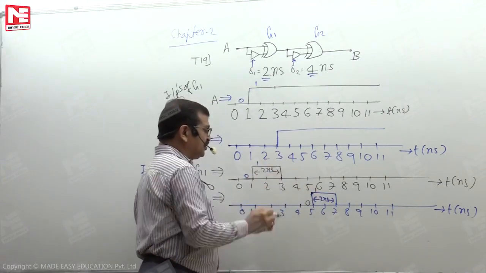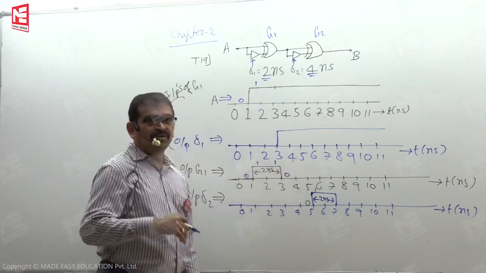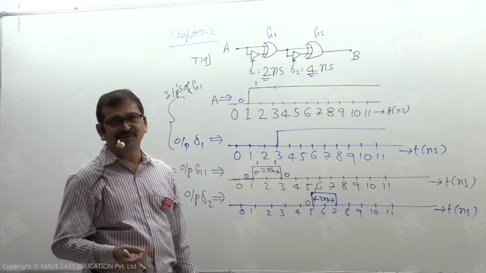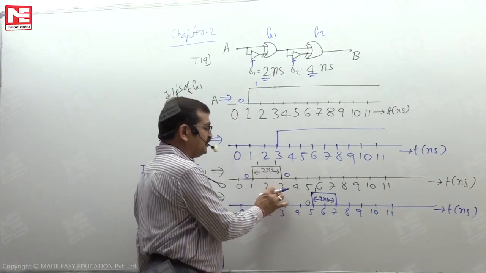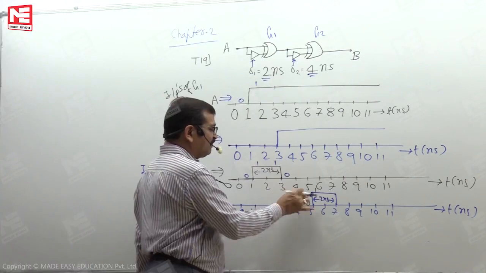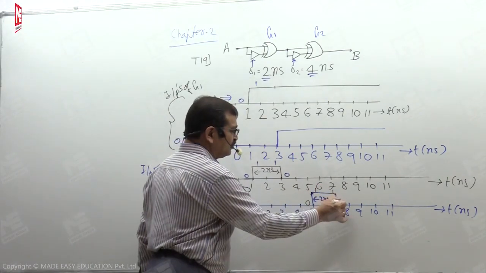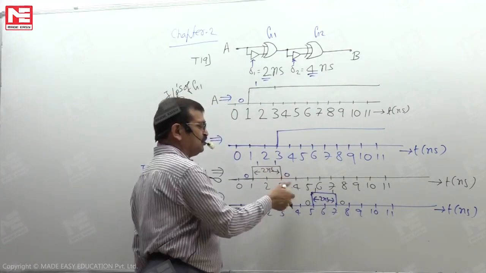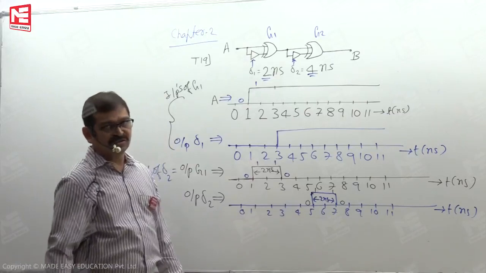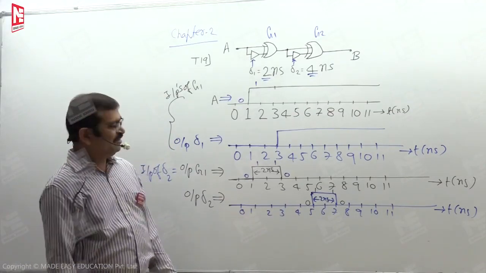Delta 2 input is changing from 1 to 0 at 3 nanoseconds. So, delta 2 output must change from 1 to 0 with a delay of 4 nanoseconds. So, 3 plus 4, after 7 nanoseconds, it must change from 1 to 0. Like this also you can think. At all other places, of course, the output of the delta 2 is 0. As per your convenience, you can catch the point.